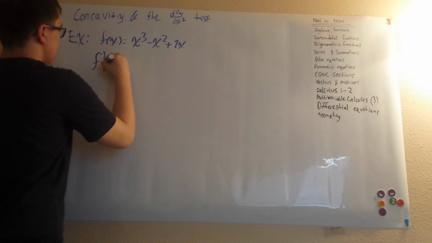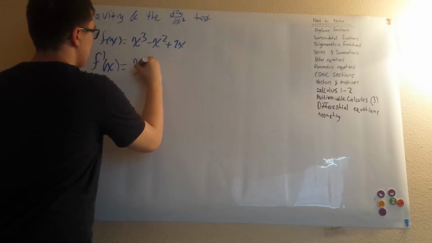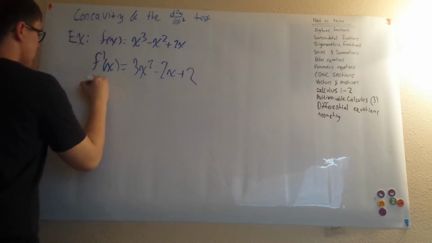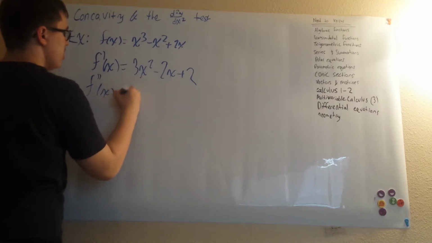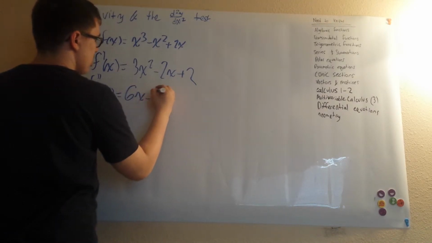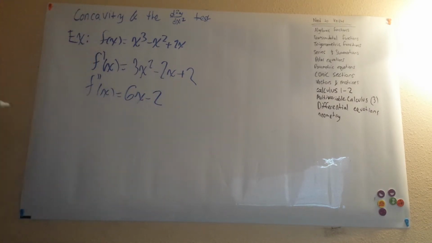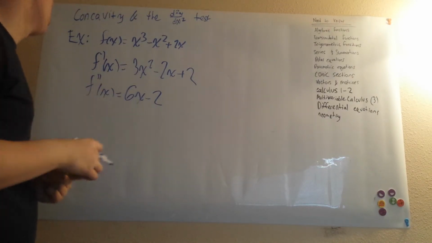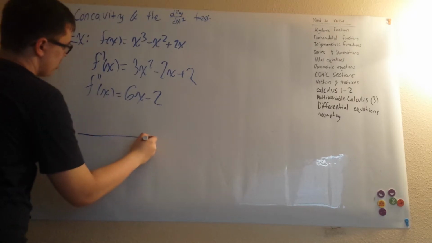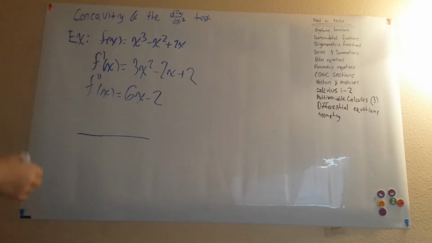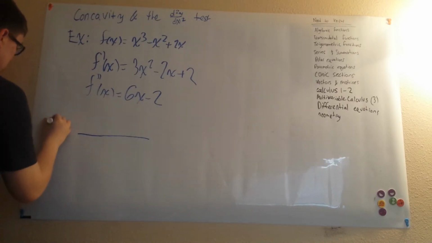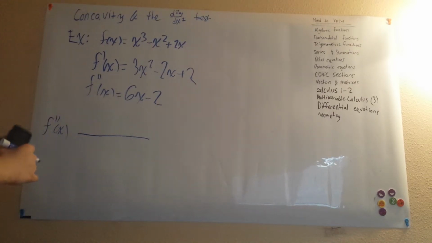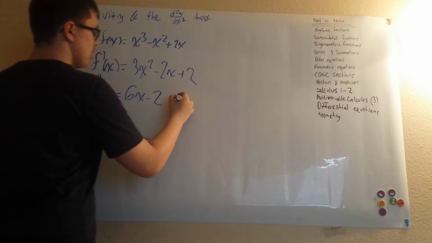The first derivative is 3x squared minus 2x plus 2. The second derivative will be 6x minus 2. That's not a cool second derivative, but it's easy. So let's use that second derivative for the test for concavity. I'm looking for the sign of f double prime of x, and when is it equal to 0?